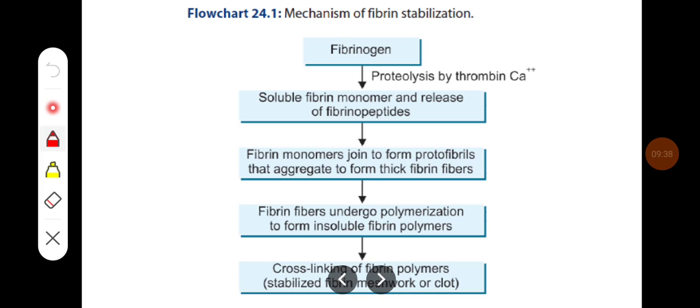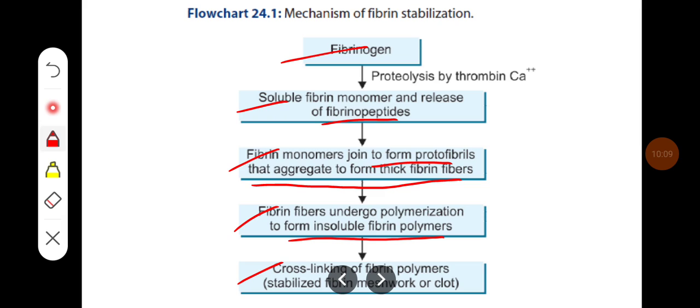So this is the mechanism of fibrin stabilization. Once fibrinogen is formed, the monomers release the fibrinopeptides A and B. Then fibrin monomers join to form the profibrils that aggregate to form thick fibrin fibers. Then fibrin fibers undergo polymerization to form insoluble fibrin polymers. Then cross-linking of these fibrin polymers occurs, that is a stabilized fibrin meshwork or clot.